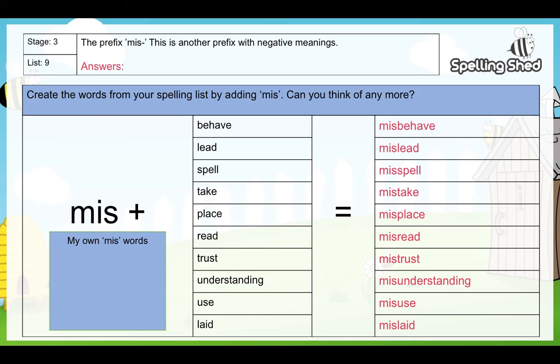We've got spell and misspell, so not spelling something correctly. We've got take and mistake. Place and misplace, so if you misplace something it means you've lost it. We've got read and misread, so that means that you didn't read it properly. Trust and mistrust, understanding and misunderstanding. Use and misuse, so not using something properly. And laid and mislaid, so that's quite like misplace. Mislaid also means that you've lost something, you don't know where you've put it.